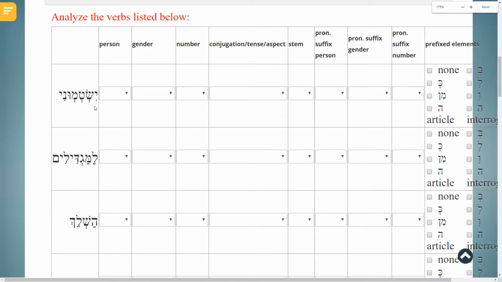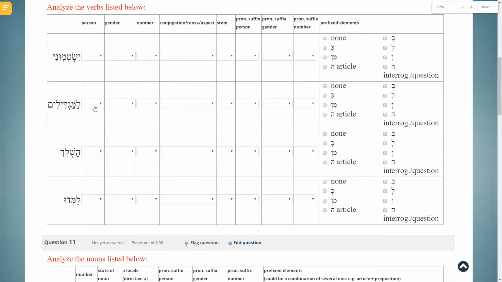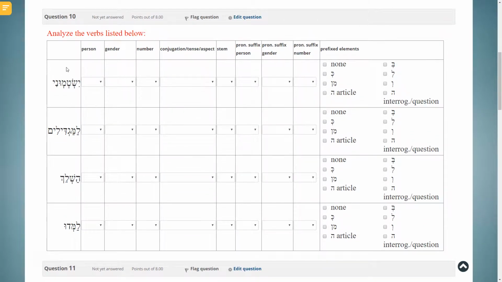And then there's a whole section on morphology. So you see verbal morphology needs to be identified. So you get here, for example, yishtemuni, what is it?